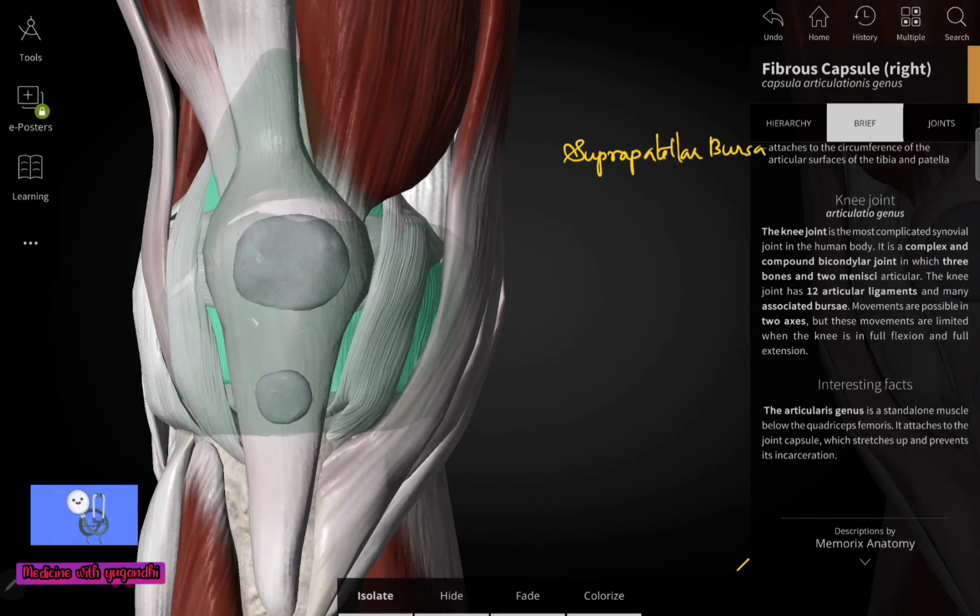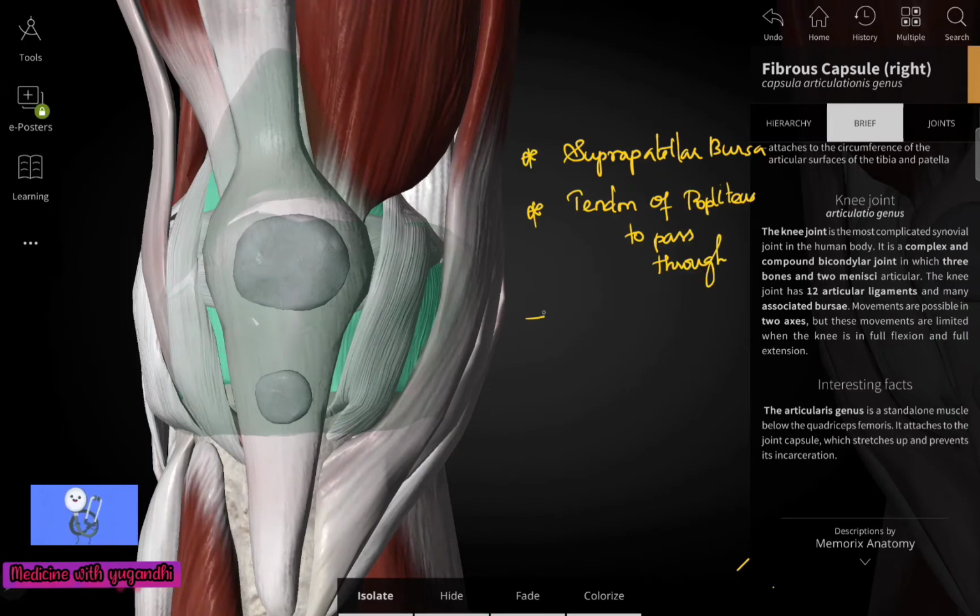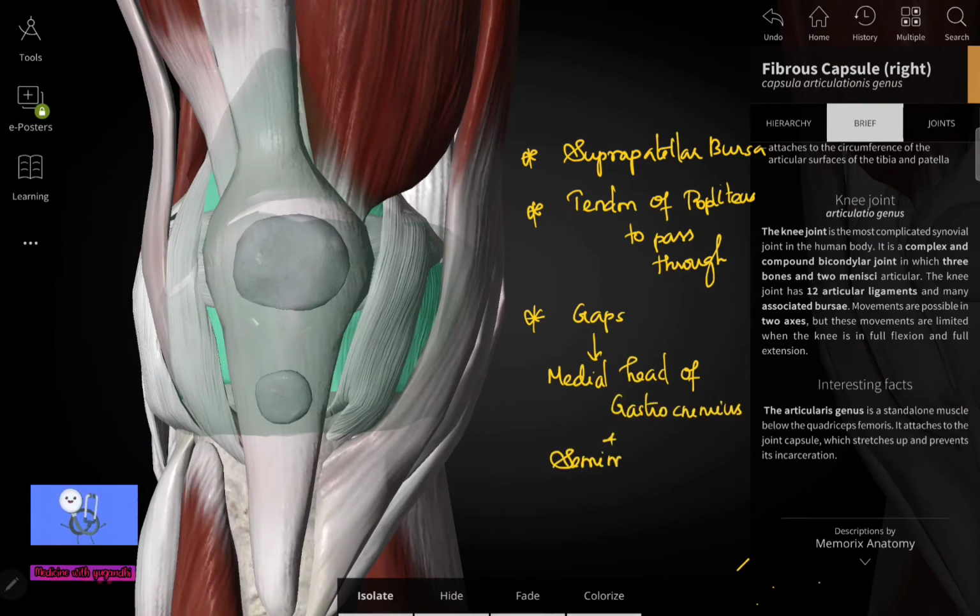The next one is the gap between the fibrous capsule and the lateral condyle of the tibia. As I already mentioned in the previous video, that gap is for the tendon of the popliteus to pass through. And sometimes there will be gaps which communicate with the bursae deep to the medial head of the gastrocnemius and the semimembranosus muscle. So these are all the gaps related to the fibrous capsule.